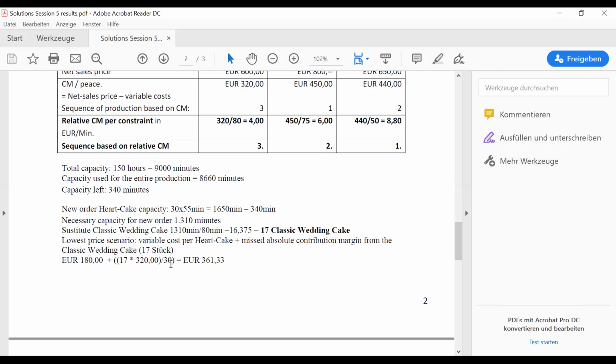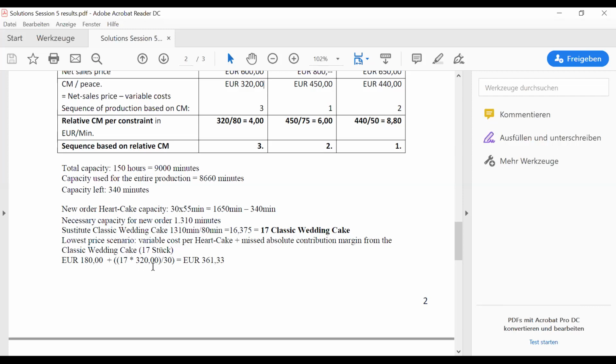So we get the costs that need to be added per each individual hard cake. We have on the one hand $180 in variable costs, and on the other hand, it looks like another $181.33 per each of the 30 hard cakes.